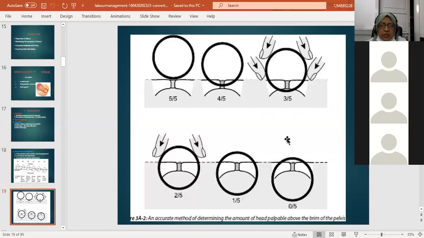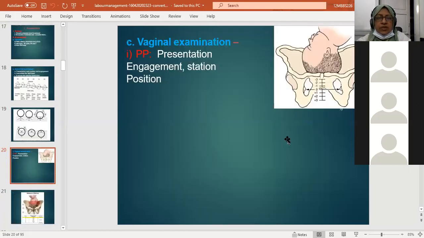Now this is the fifth palpation, the fetal maternal abdominal palpation for the fetal head. In the first picture it is five-fifths palpable. In the second, it has just entered into the pelvis, so it is four-fifths palpable. In three-fifths palpable, your finger can still palpate the fetal head, while in two-fifths just a portion of the fetal head is palpable. Otherwise, the largest portion has entered into the maternal pelvis. In one-fifth and zero-fifths, you are not able to palpate the fetal head.